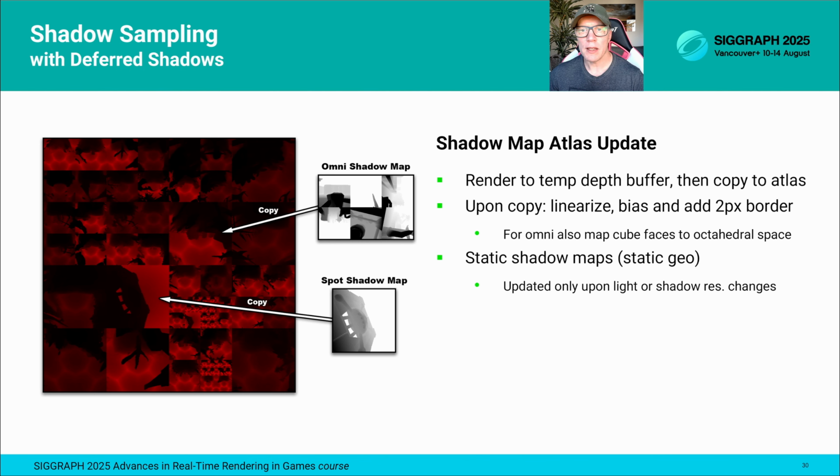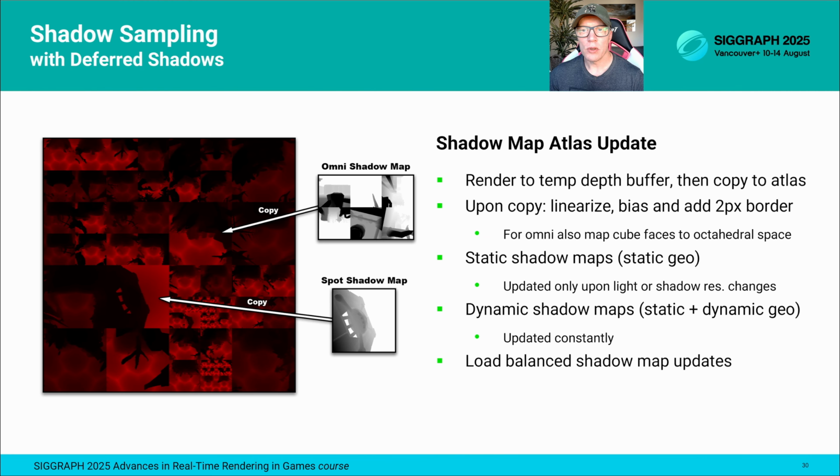We support both static and dynamic shadow maps. Static maps are updated only when the light transforms or shadow resolution changes. Static maps include only static geometry and are meant for decorative lighting. Dynamic maps are more expensive because they are constantly updated and include both static and dynamic geometry. To avoid performance spikes when many shadow maps require updates, we load balance the updates with a priority queue system to spread the shadow map rendering across multiple frames.